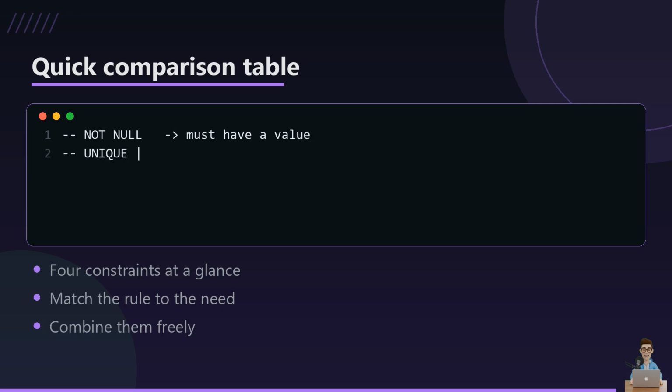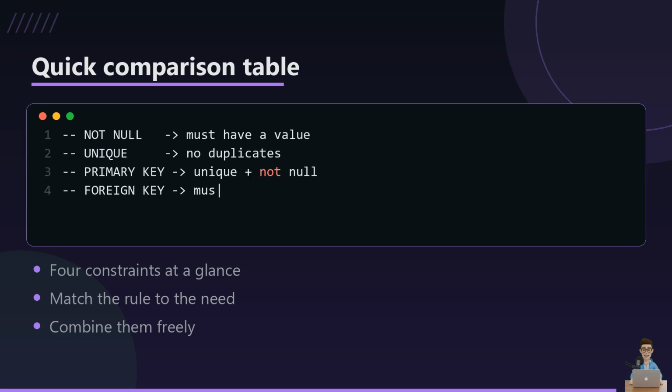Let's line them all up. Not null means no blanks. Unique means no duplicates. Primary key is those two combined to name each row. And foreign key ties one table to another. And notice you can stack them, like making email both not null and unique on the same column. Pick the rules that match what your data actually promises.